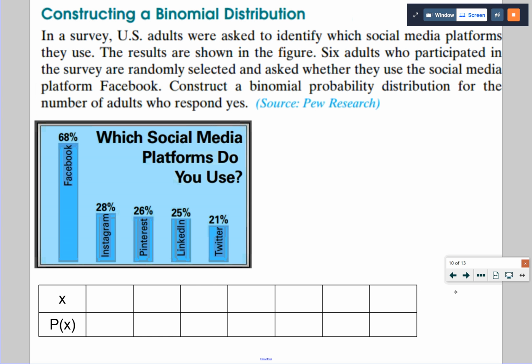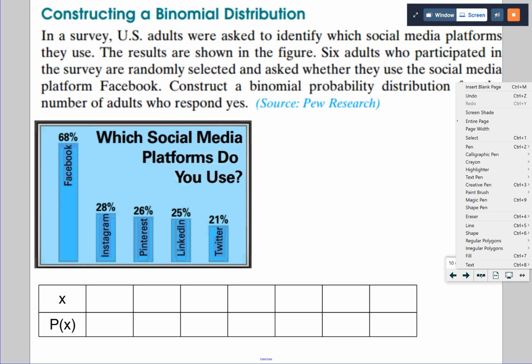All right. Let's say we want to make a binomial distribution. A binomial distribution accounts for all the different possible values of x, like that surgeon problem that we saw a few minutes ago, and the probability of each of those successes. In this case, it says a survey. U.S. adults are asked to identify whether they are on a certain social media platform. The results are shown in the figure below. 6 adults who participated in the survey are randomly selected and asked whether or not they use the social media platform Facebook. Construct a binomial probability distribution for the number of adults who respond yes.